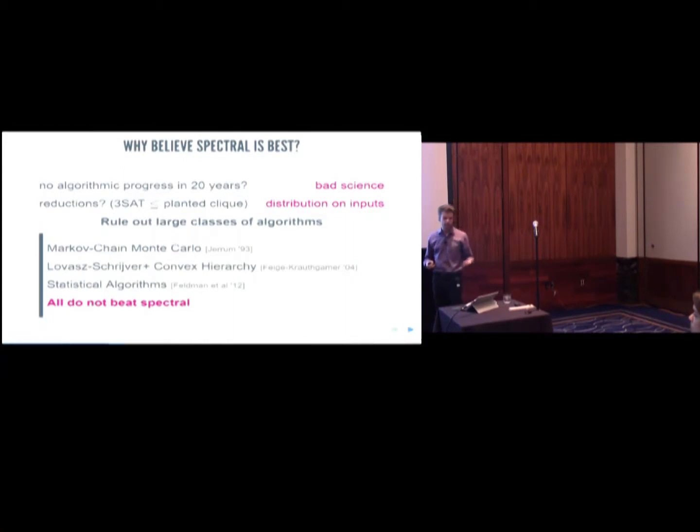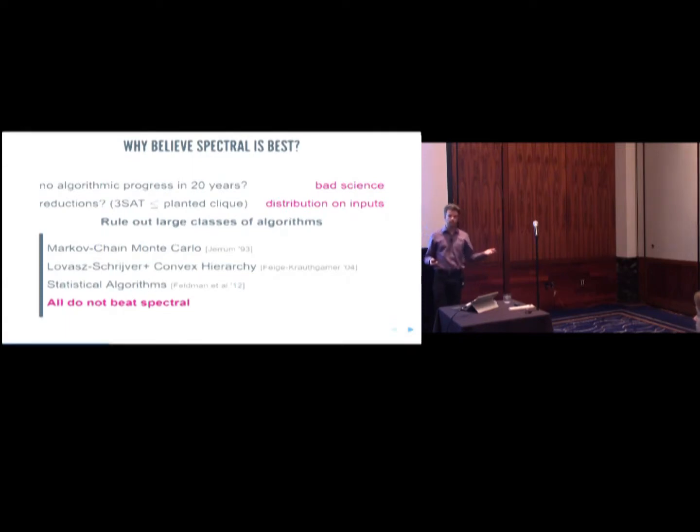this square root n. Ten years after that, Feige and Krauthgamer showed a lower bound for algorithms from the so-called Lovász-Schrijver plus convex hierarchy. Ten years after that, these so-called statistical algorithms are ruled out. And if you don't know what these are, it's not a big deal. The point is that these are some pretty broad classes of algorithms that we know don't go below this square root n threshold in polynomial time. Okay, so these are some reasons why you might believe that the spectral algorithm is best.